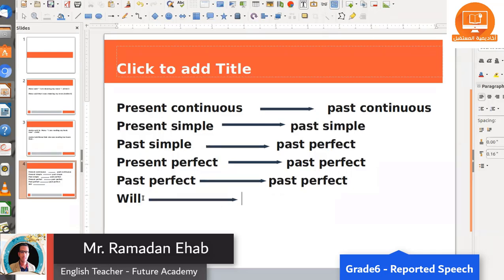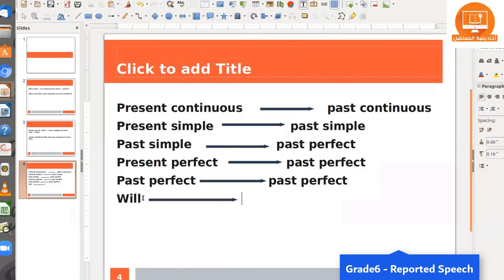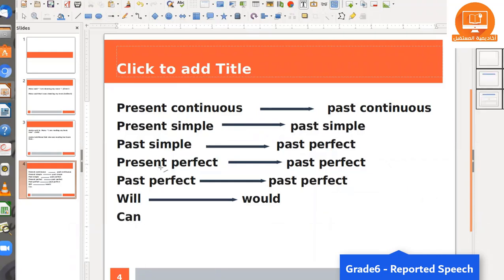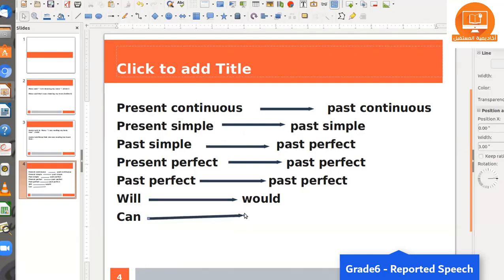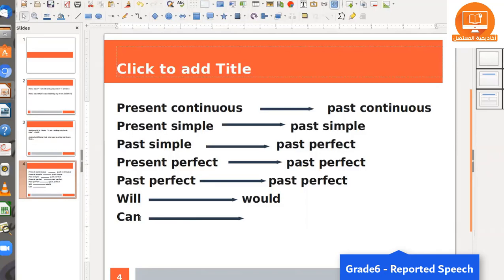Will, past perfect? No. Will would be, no, past simple. It will be would, yeah. Will, would. Can, could. Okay, so will, would. Can, could. What else? That's it. Now what else should I change?